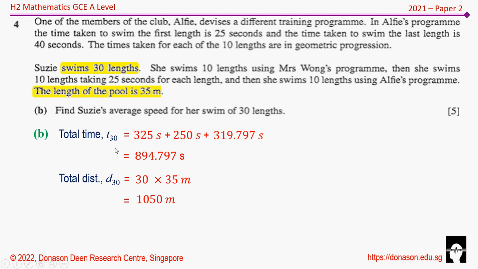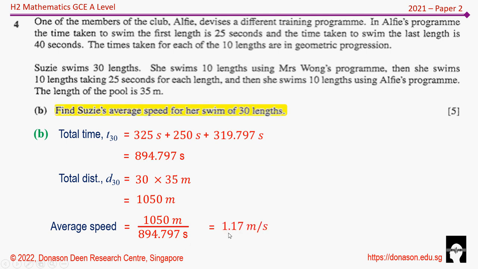So now we have the total time for 30 laps, and we have the total distance for 30 laps. So now we can work out the average speed. Average speed is total distance divided by total time, which is 894.797 seconds. If you press the calculator, we should be getting 1.17 meters per second as Susie's average speed for 30 lengths. Okay, so that should be the answer.